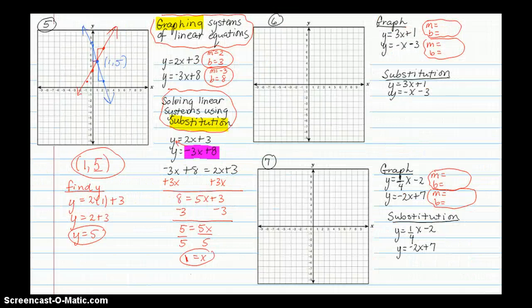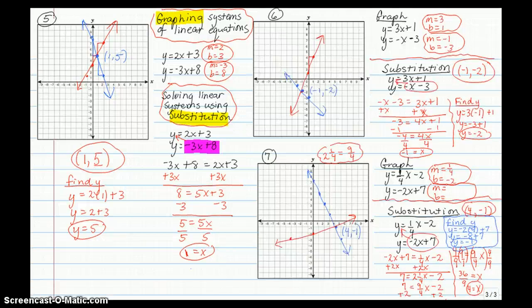Okay, number 6 and 7, you're going to graph and then use substitution. Go ahead and write those down. And then number 7, you're also going to graph and then use substitution. You should come up with the exact same answers for both. Again, once you're finished, turn on the recording and check your answer.